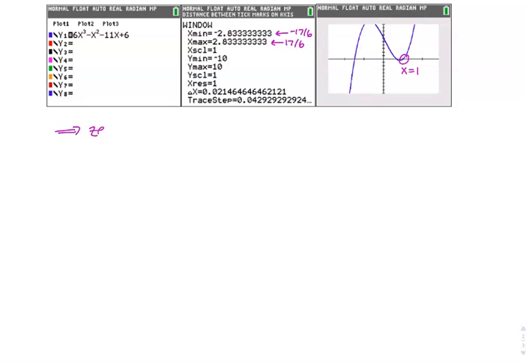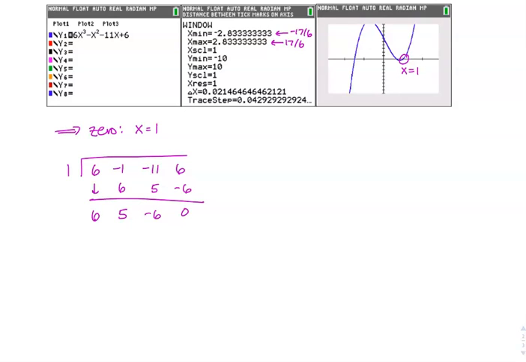So if my 0 is at x equals 1, what I'm going to do is I'm going to use 1 in my synthetic division. So I have 6, negative 1, negative 11, and 6. So bring down the 6, multiply, and then add. Multiply 1 times 5, and then add. Multiply, and then add. So we got a remainder of 0, which means that it really is a 0.